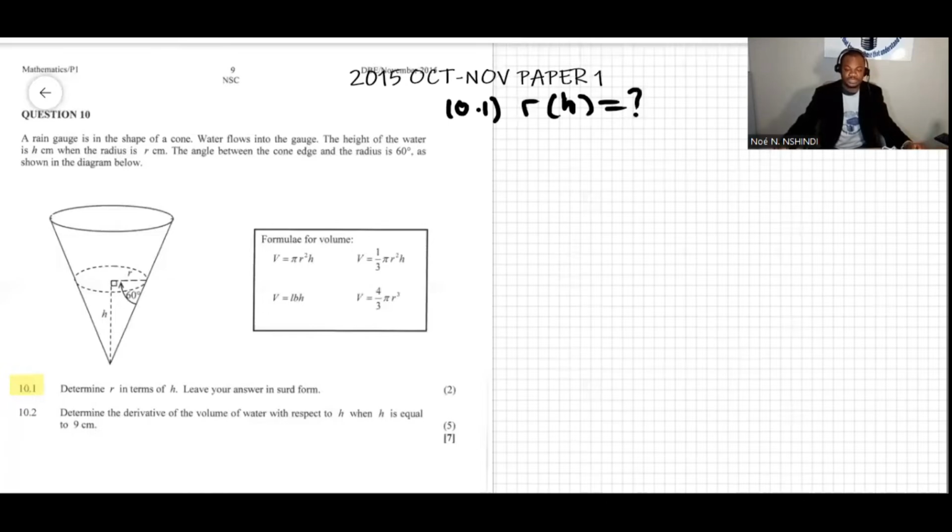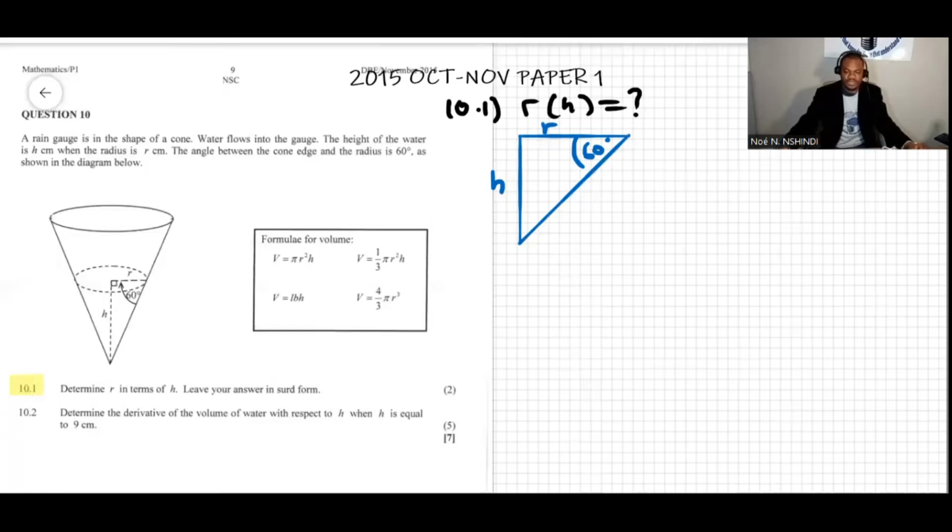I can reproduce the same triangle. It's like we have this right angle triangle. Okay, that's the right angle triangle, and then this angle is given to be 60 degrees, and that's h, and that's r.